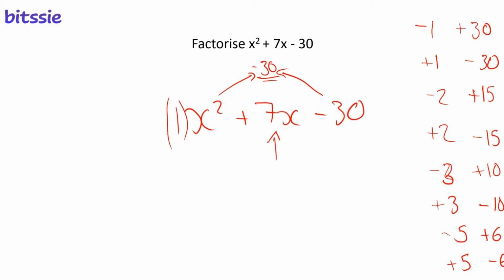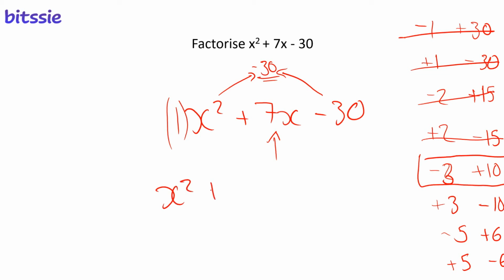30 plus minus 1 gives us 29. 1 minus 30 gives us negative 29. Negative 2 plus 15 gives us 13. 2 minus 15 gives us negative 13. Minus 3 plus 10 gives us 7. So there we are. What we need to write is x squared plus 10x minus 3x minus 30. So what we've done is we've just split this middle term into 2 to make it easier to factorize.